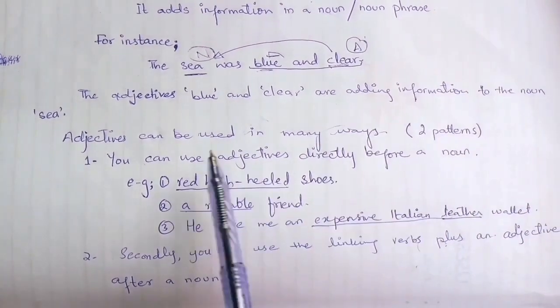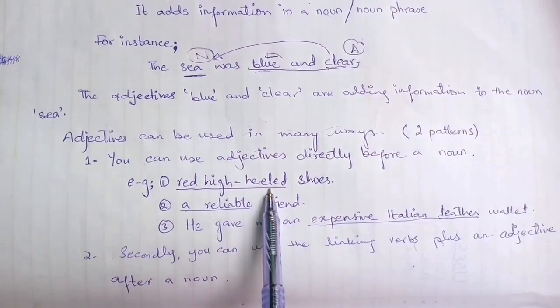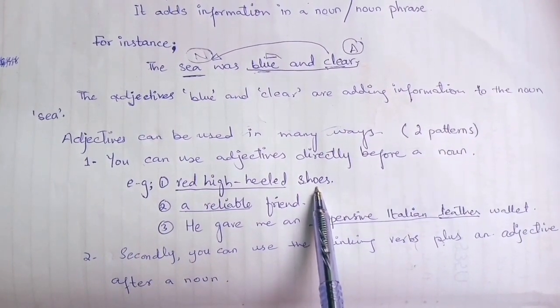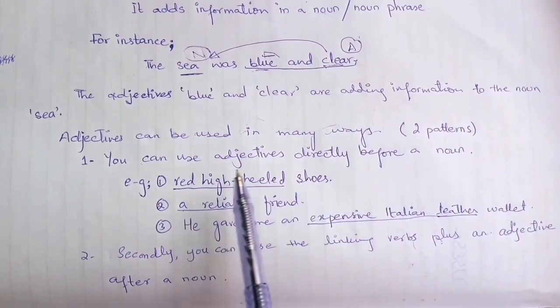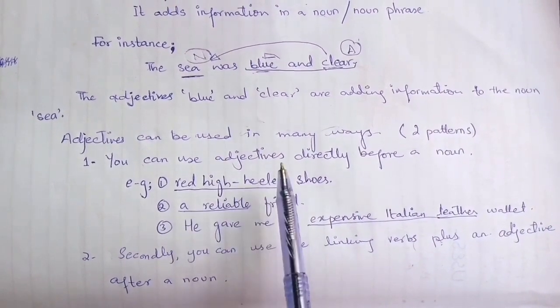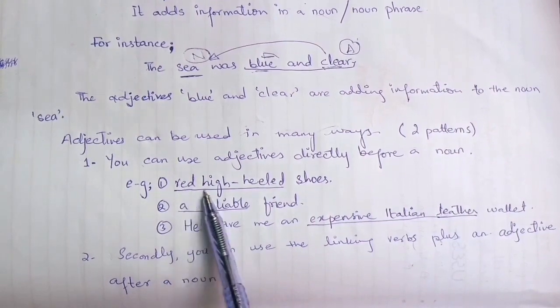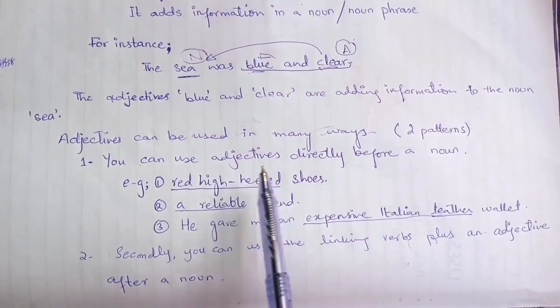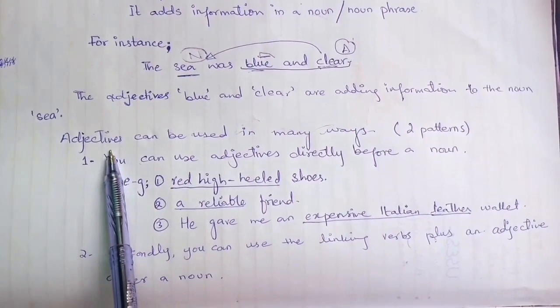For instance, red high-heeled shoes. Over here, shoes is a noun. So, red high-heeled is adding information to a noun, shoes. So, red high-heeled is an adjective.